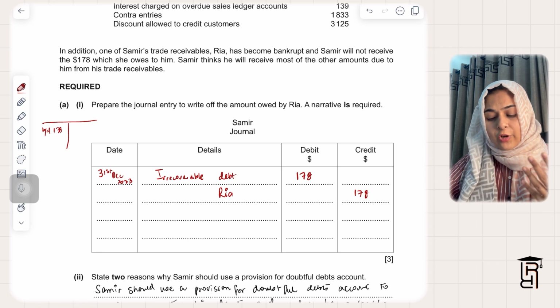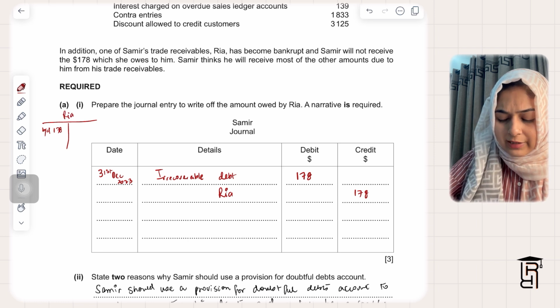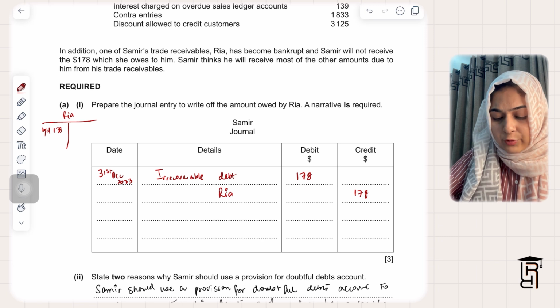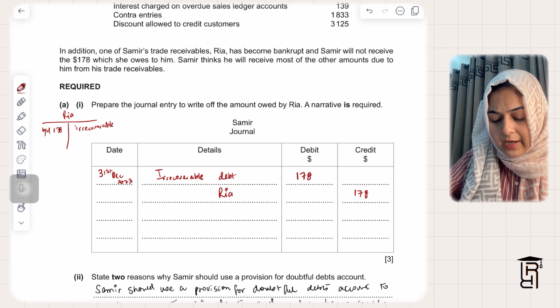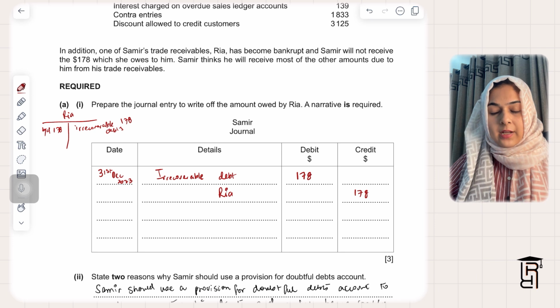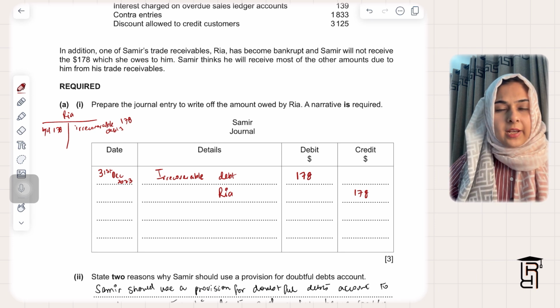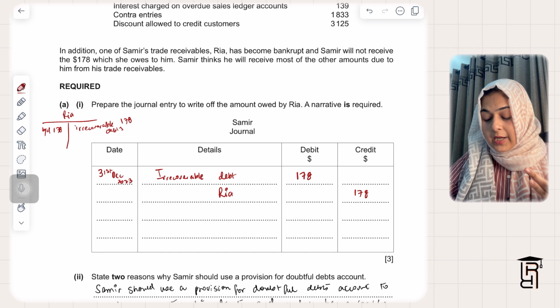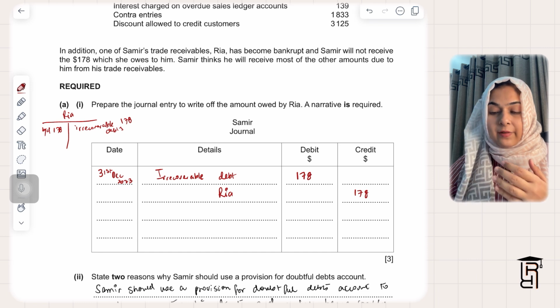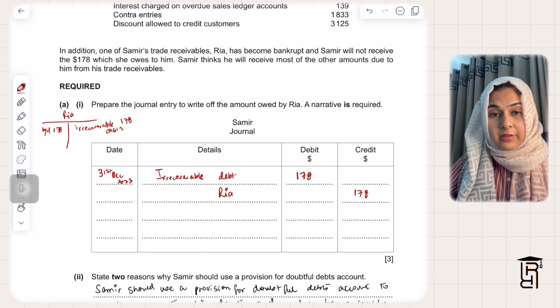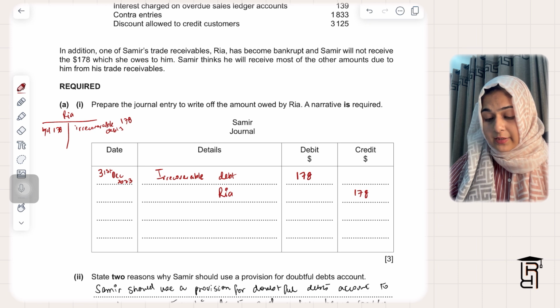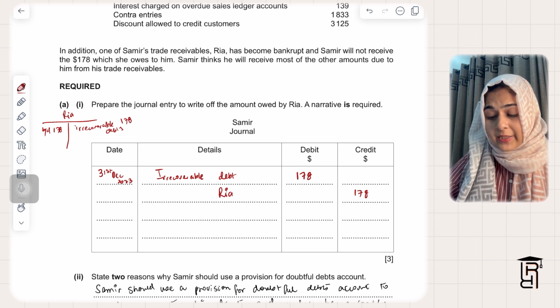But since she cannot pay us, when you write this off, you have to credit Ria's account, and I'll write here irrecoverable debt in Ria's account, because it's an irrecoverable debt of $178. And in the irrecoverable debts account on the debit side, I will write Ria, and I will write $178. Since Ria cannot pay me, I have to transfer the amount that is there in Ria's account into the irrecoverable debt account, because irrecoverable debt is an expense.